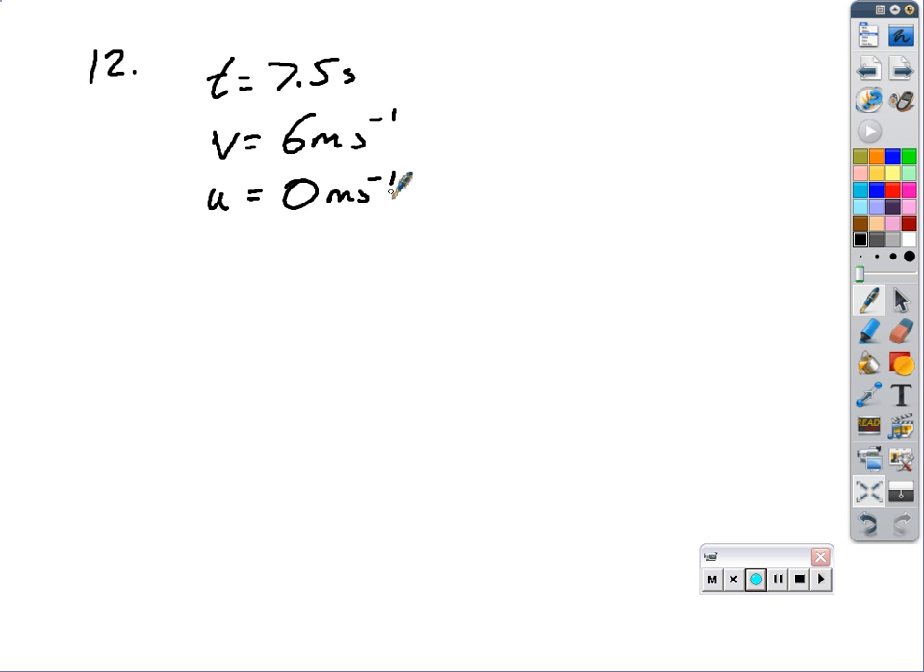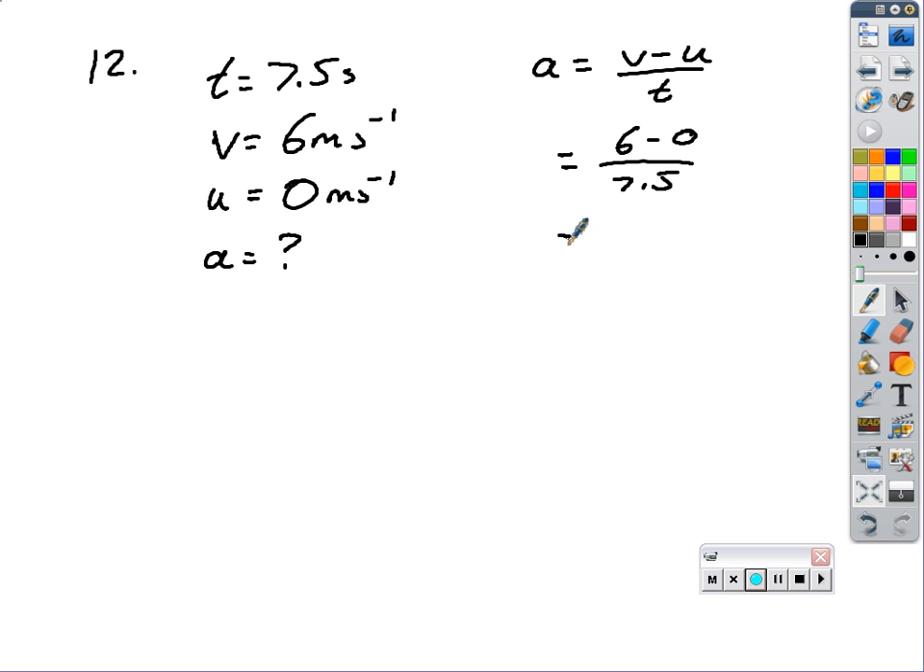Okay? Then it asks us for acceleration, which we don't know, so we look in our data book and find the acceleration formula. a is v minus u over t. Plug our numbers in. 6 minus 0 all over 7.5. So it's 6 divided by 7.5. Somebody with a calculator do that for me. 6 over 7.5 is 0.8. So acceleration is 0.8 ms to the negative 2. You get your half marks for that.